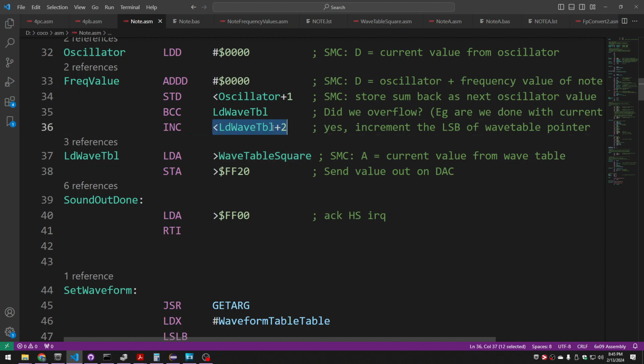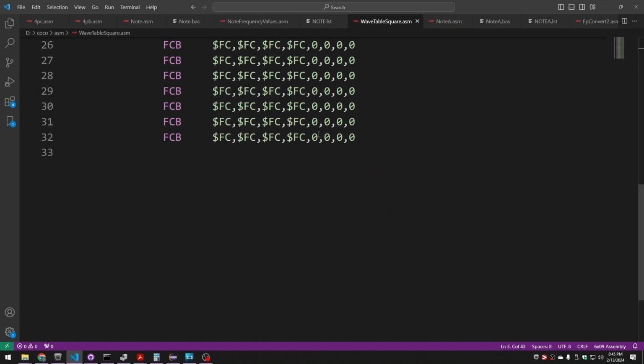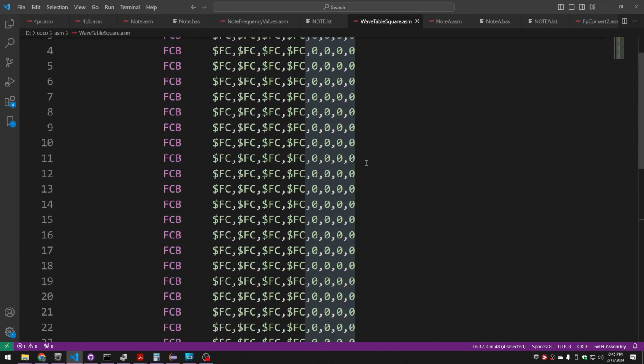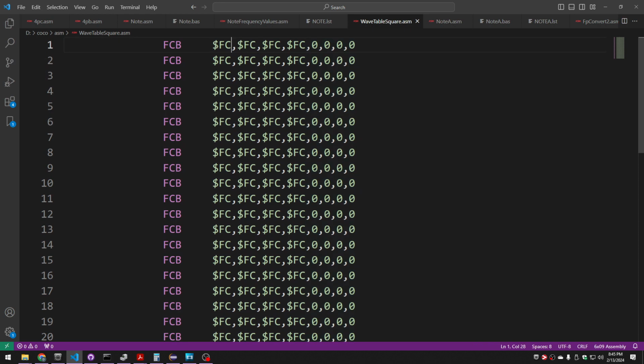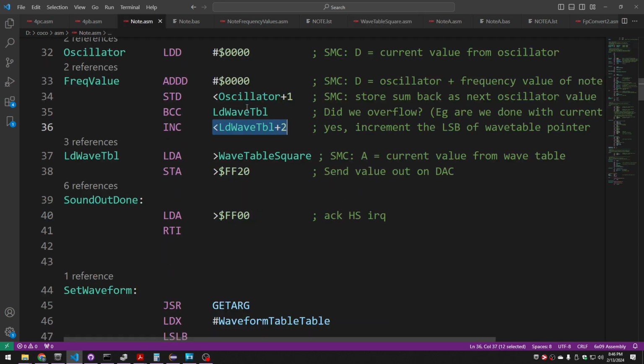And what happens when this wraps around to 0? We just wrap around from the end back to the beginning, and no one is ever the wiser. So the key to all of this is this frequency value that we end up writing here. It's going to stay the same for a given note, and it's going to change when the note changes.